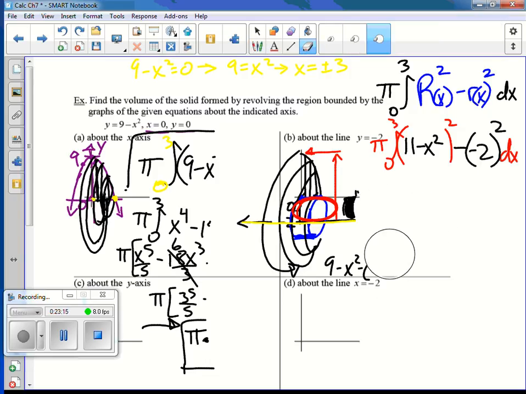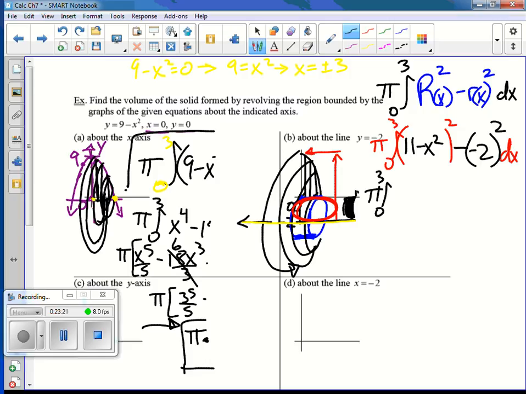So here I'm going to erase some of this to give myself some space. And so this will be pi, the integral from 0 to 3. When you FOIL and distribute that, you should get, hold on. Yes, that should be x to the 4th minus 2 times a times b, which is going to be 22x squared plus 121. Then -2 squared is 4, minus 4, dx.